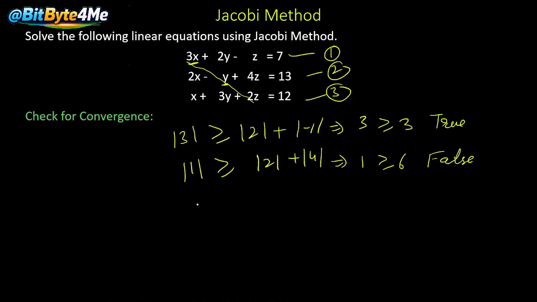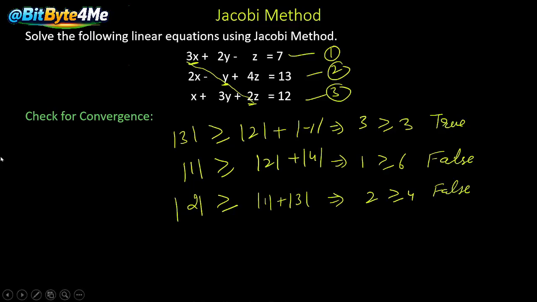In the third equation, the diagonal element 2 should be greater than or equal to |1| plus |3|, that is 2 is greater than or equal to 4, which is false. So it means equation 2 is not at the right place and 3 is not at the right place. So we will interchange these two equations, equation number 2 and equation number 3.